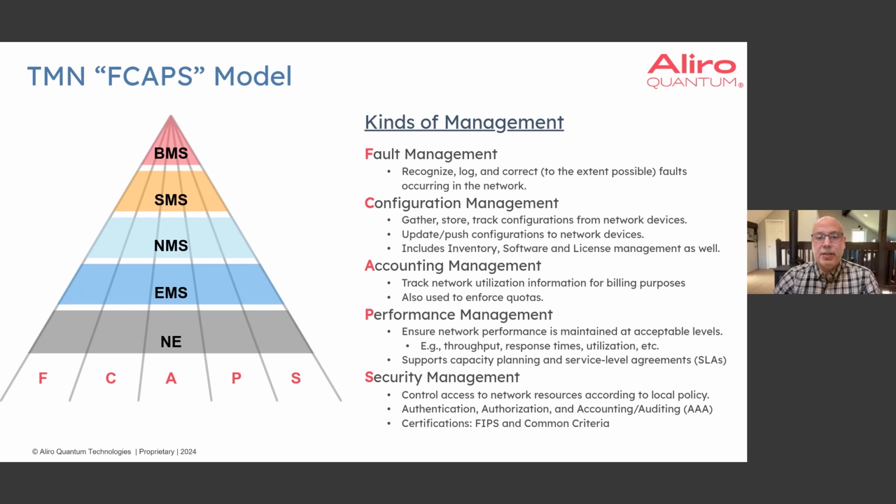Accounting management is used to track network utilization information for billing purposes. Also, it's used for enforcing quotas. Performance management ensures network performance is maintained at acceptable levels, for instance, of throughput, the response times, and utilization of the network. And it supports capacity planning and service level agreements.